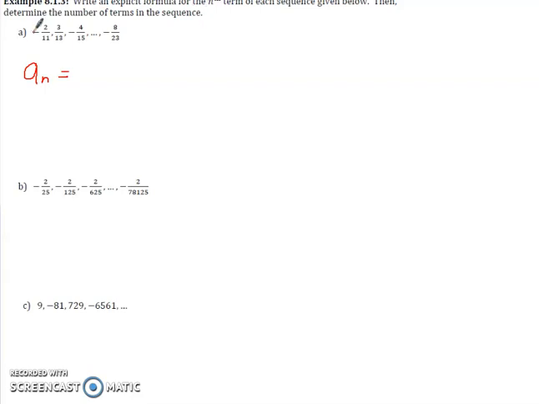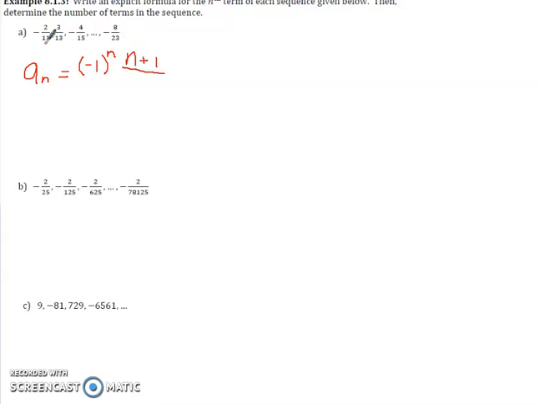So the first thing that I see is this alternating sign, which tells me that I'm going to have a negative 1 to the power of n. Negative 1 to the first power is negative 1, second power will give me positive 1, third power negative 1, and so on. So that's where I'm going to start. Then I see that in my numerator, I go 2, 3, 4, and it looks like I'm just adding 1. So I'm going to start with n, which in my first case would be a 1. So I need to add 1 to that n. That would give me 2, then 3, then 4, and so on.